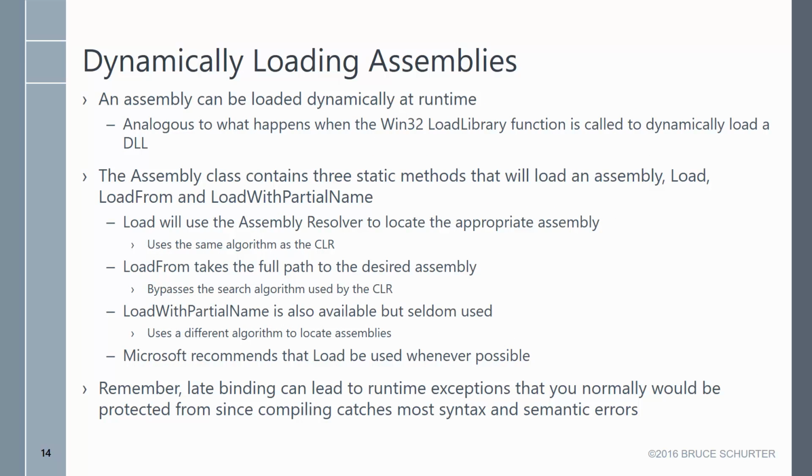Dynamically loading an assembly in .NET is very similar to loading a Win32 DLL using the load library function. However, the biggest difference here is we have this assembly class which has load, load from, and load with partial name methods to make this process much easier. And you would use the appropriate method based on the information you know about the assembly you wish to load.